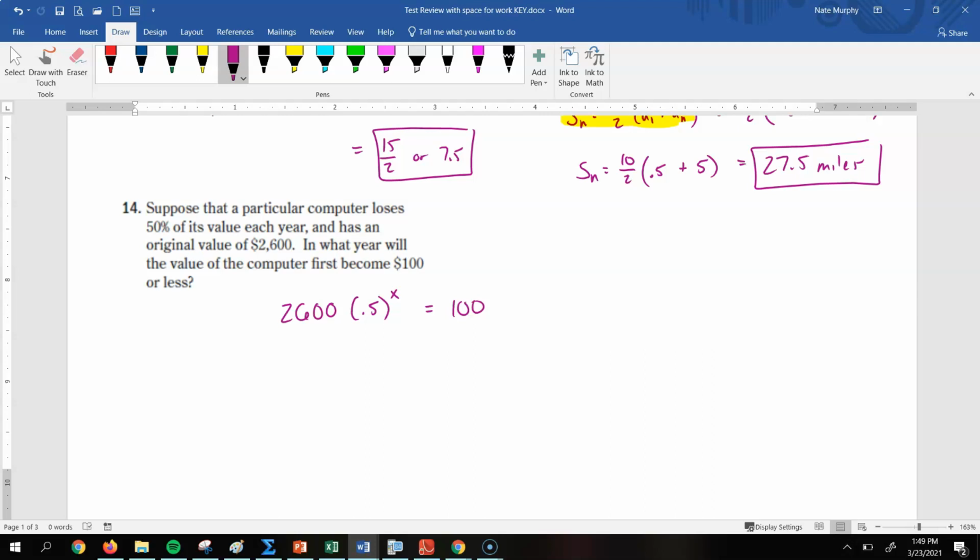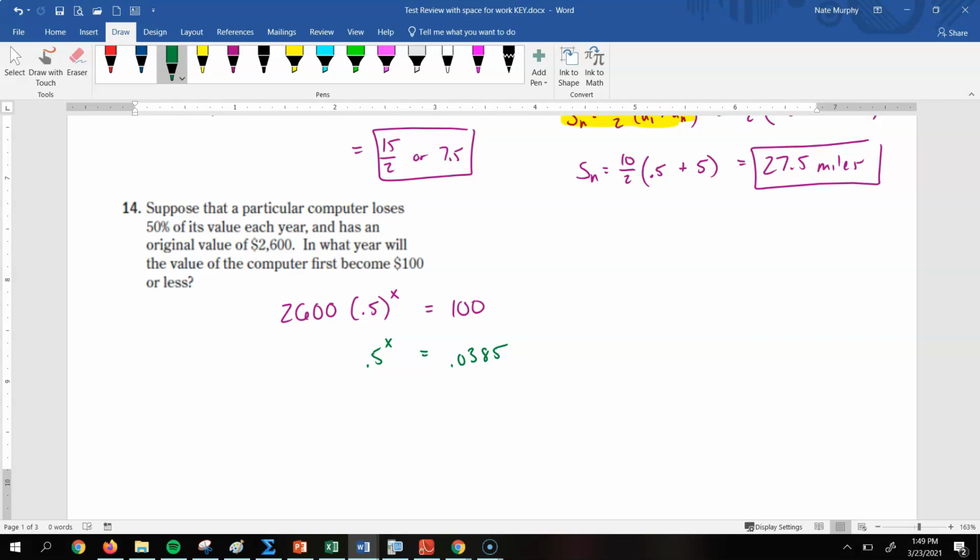So there's a couple ways that you could solve this problem. One way would be to graph this equation and this one to figure out at what point they would intersect. The other way to do it would be to solve using logarithms. Because remember, we did this last chapter, so we could use what we just learned about last chapter, and that's what I'm going to do here. So to solve this, we would just divide both sides by 2,600. So we'd have 0.5 to the x power equals, if I divide by 2,600, 0.0385. I'll round that.